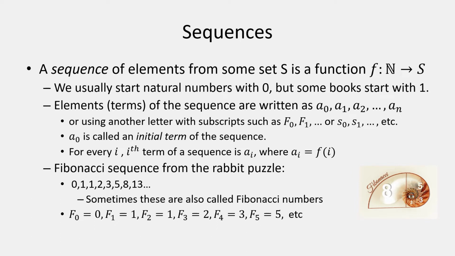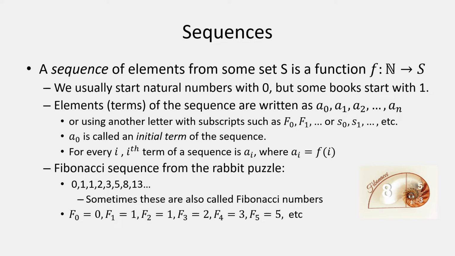So I use the word sequence without defining it, but generally we will mean by sequence just some list of things, of elements from some set. We could talk about it as a function that takes a number, so say 0th element, first element, second element, and tells us what the element is. For example, in the Fibonacci sequence, the element number 3 is equal to 2.